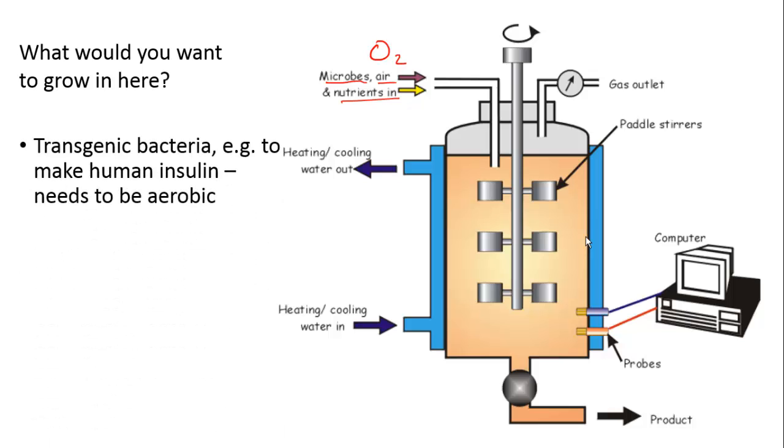Maybe, for example, they are transgenic bacteria to make human insulin, in which case we're going to need it to be aerobic, and we're going to want to have lots of glucose in here, and we're going to have lots of amino acids in here. You're going to need these and other nutrients besides, because you want glucose for your bacteria to have fuel for respiration, and you want amino acids so that they can make proteins and grow, but also so that they can make human insulin itself. That itself is a protein, and amino acids are the building blocks of proteins.